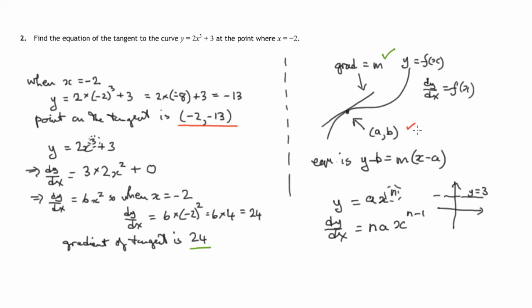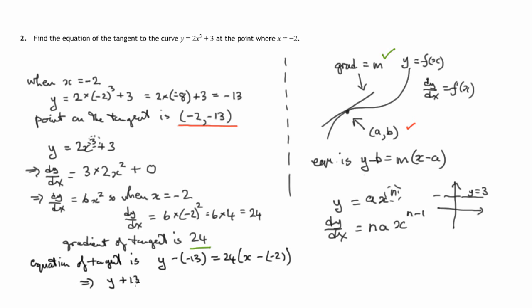So finally, we're in a position where we can use this formula to say the equation of the tangent is y minus the y coordinate of the point on the tangent, -13, y minus b equals m, gradient 24, times x minus the x coordinate a of the point on the tangent, that's -2. Well, a bit of tidying up here is required. Y plus 13, take away -13, equals 24 times x plus 2.